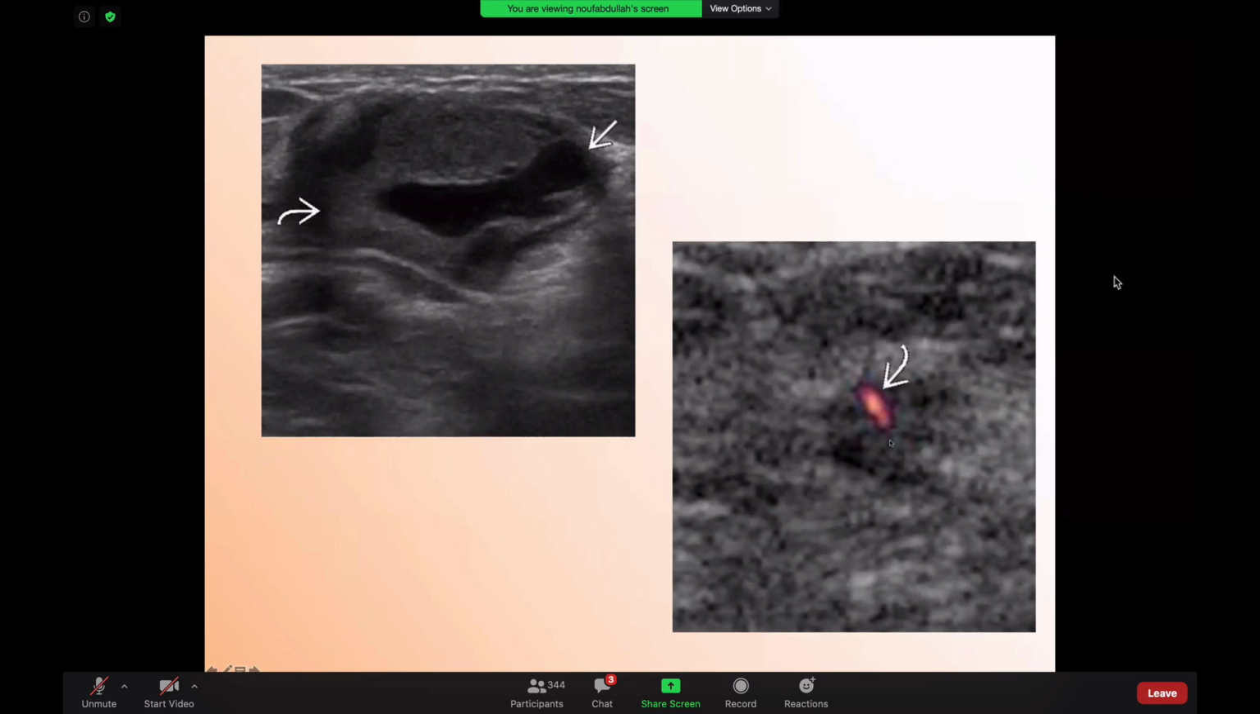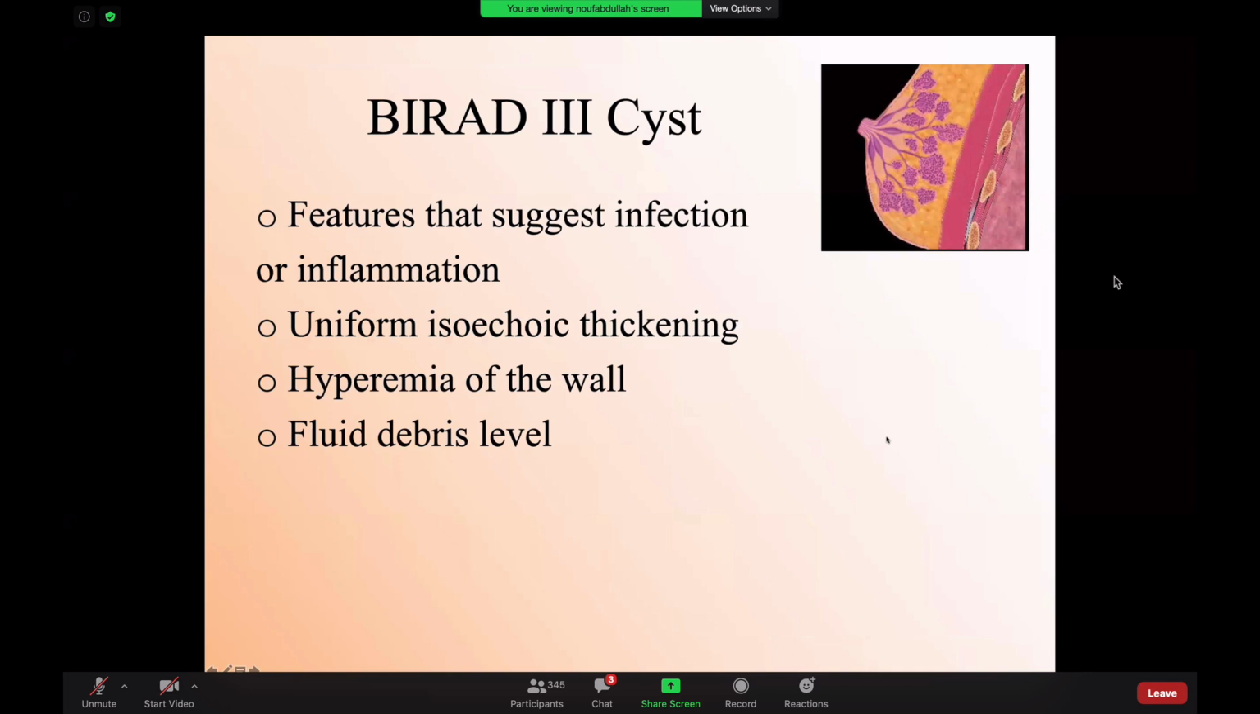If you put color flow and you see vascularity within the cyst, then this is a complex cystic lesion. It has to be biopsied. What are the features of BI-RADS 2?